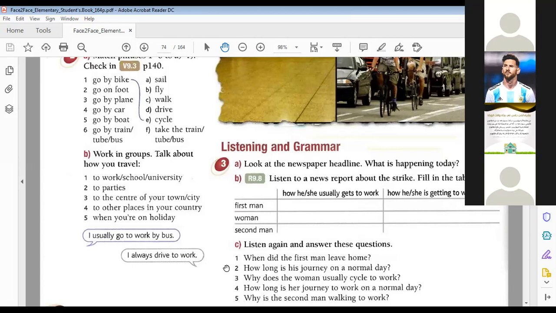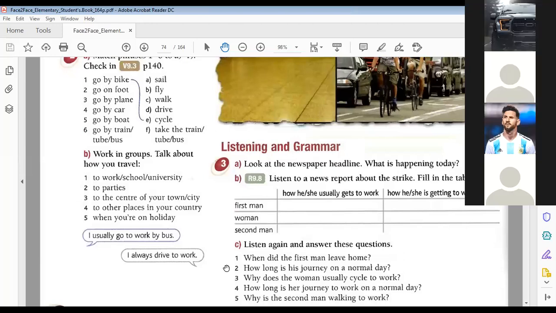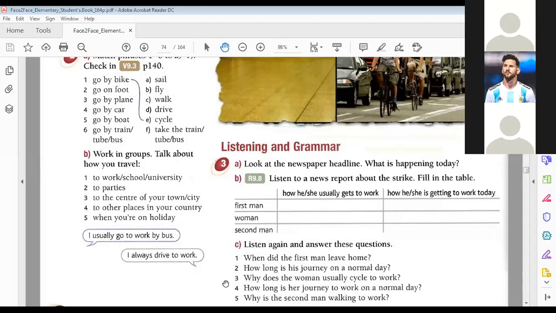Correct. And what about number 3? Why does the woman usually cycle to work? It's cheaper than the tube, correct. And how long is her usual journey? Half an hour, that's correct. And today, is it the same or is it longer today? Same. What do you think? Shorter, longer, the same? The same.